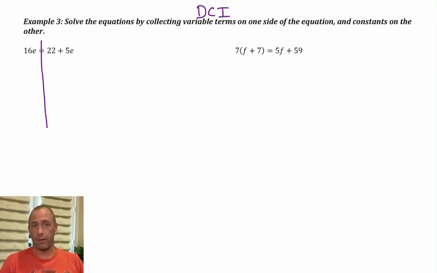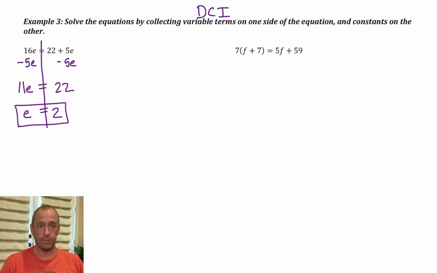You look at the left, you see 16e's. You look at the right, you have 5e's. Those don't combine. You combine what's on each side of the equal sign. So the inverse operation of adding 5e would be to subtract 5e. And if you do it on one side, you do it to both. And what you're left with is 11e is 22, or e equals 2.